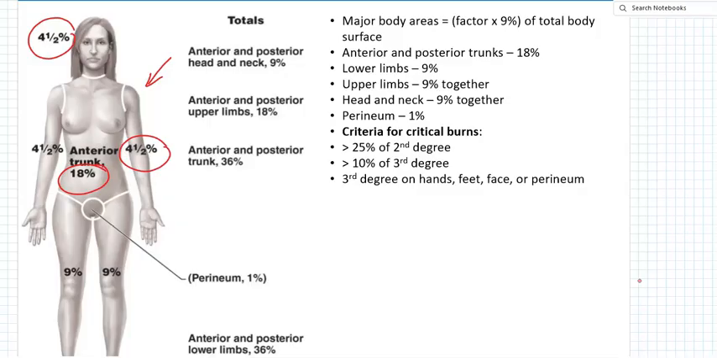Okay? If you add, go ahead. You said the whole trunk, front and back, is 36, multiplied by 4. 18, 18. Total of 36. Does that make sense? Okay, good.